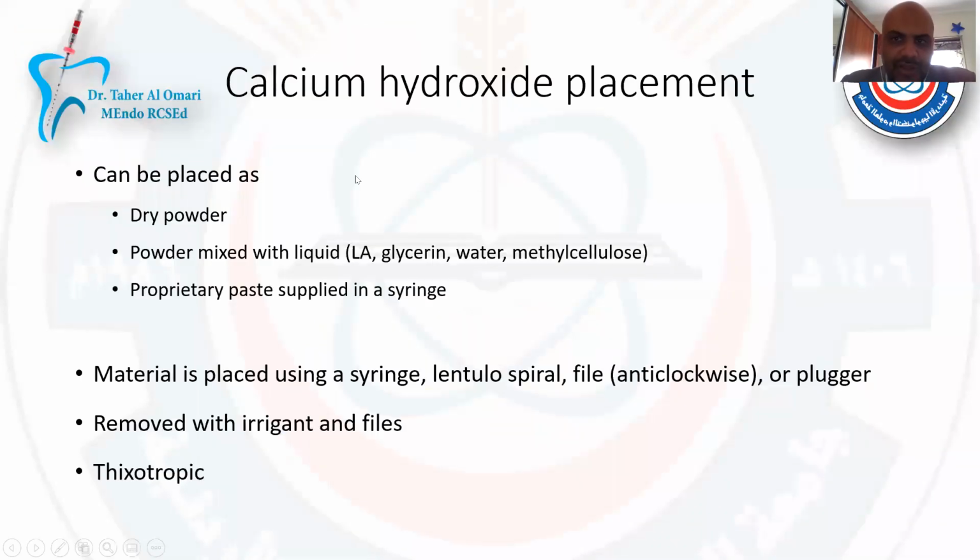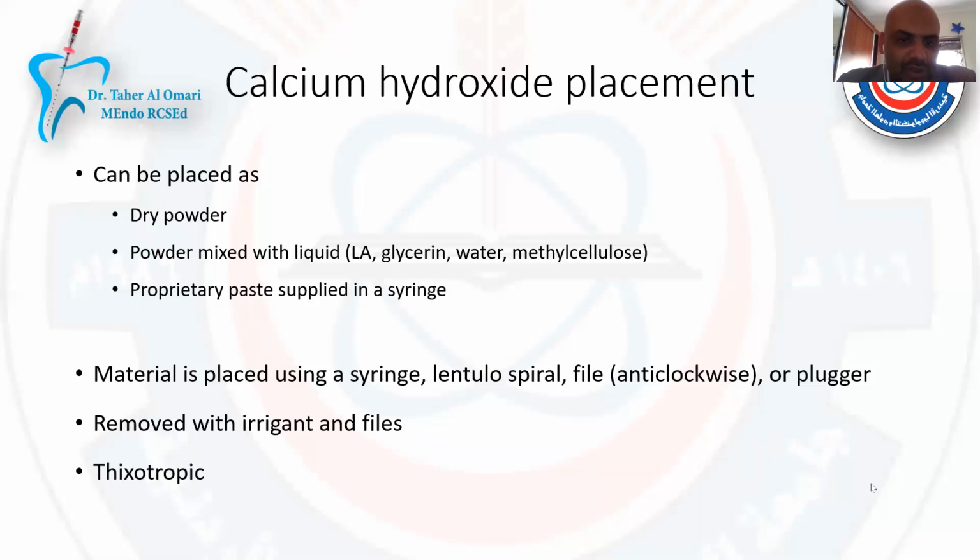Okay. How do we place the calcium hydroxide? We have different forms of calcium hydroxide. We have the dry powder that we can mix with glycerine or with water. And we have the ready-made paste that comes in a watery consistency.